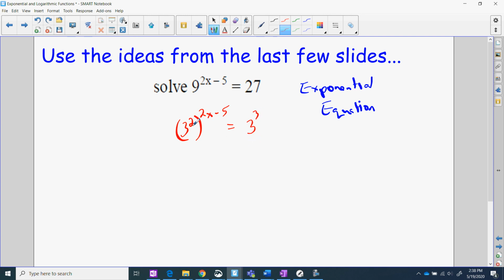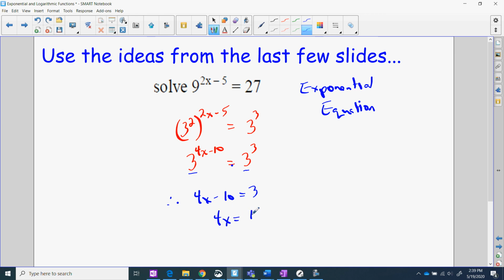Use your laws of exponents. Laws of exponents says when you have an exponent and you raise it to another, you multiply those together. And we're at the point we just discussed on the last slide. I have base 3 to this exponent equals the same base to another exponent over here. Well, the only possible way that this statement could ever be equal would be if the exponent on the left was the same as the exponent on the right. Then that statement would be true.